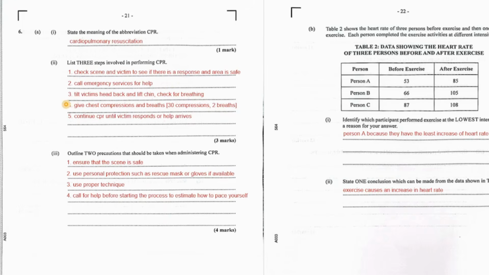Now, if you do have to do CPR, then we go on to number 3. So tilt the victim's head back and lift the chin. This clears the airway and you are checking for breathing before you start doing it.